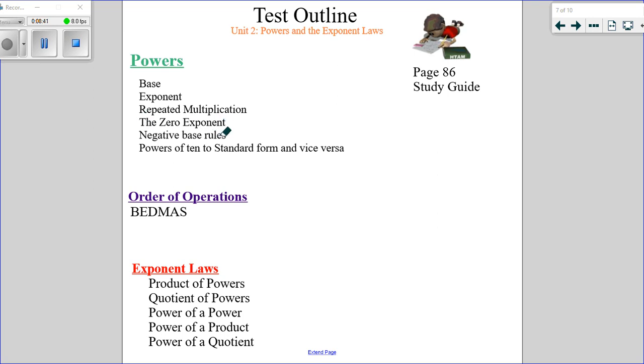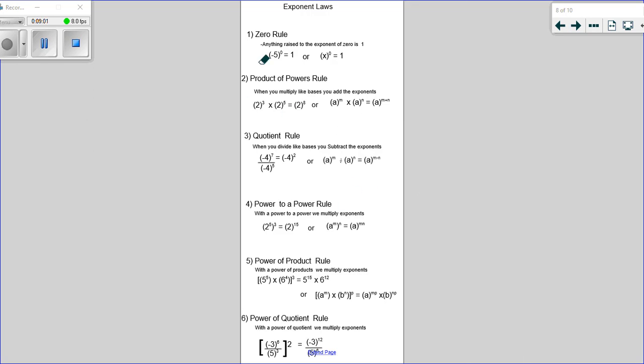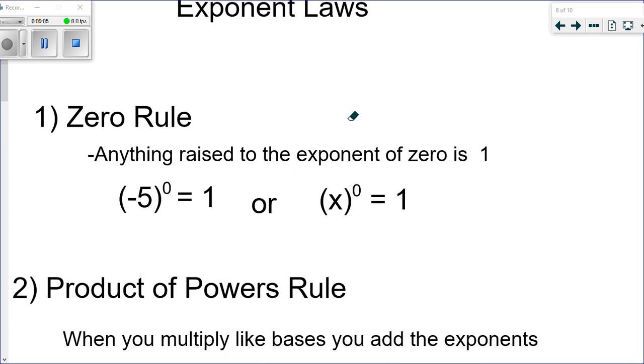Negative base rule. When we have a negative base to an odd exponent, my answer will be negative. When I have a negative base to an even exponent, my answer will be positive. Powers of 10 to standard form and vice versa. So powers of 10 to standard and standard to powers of 10. We did order of operations, and then we did our laws of exponents. These are the laws of exponents that we should know and be able to recognize. I'll hand this out to you as well.